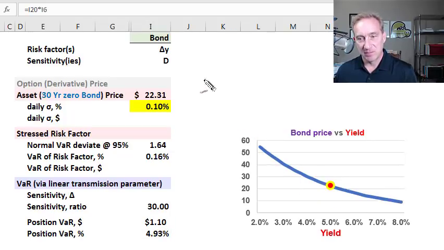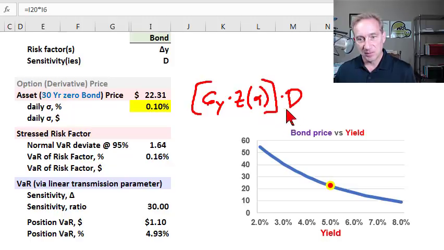Just going back to my basic formula here, where my worst expected change to the yield is sigma, the standard deviation of the yield, times the normal deviate given some level of confidence, then gets multiplied by the duration. That gives me an estimated change in the bond price. The other common way to use this is to multiply this by the price, and that will give me an estimate of the change in the price in dollar terms.